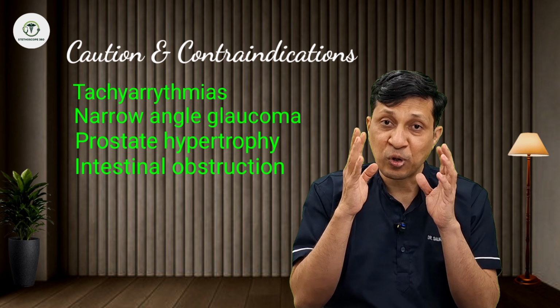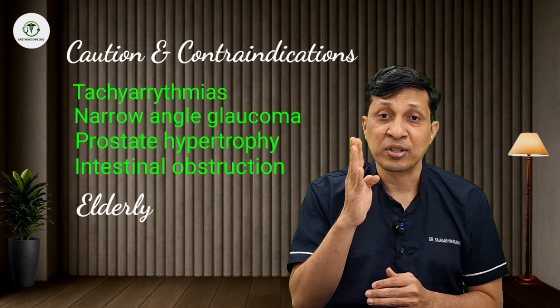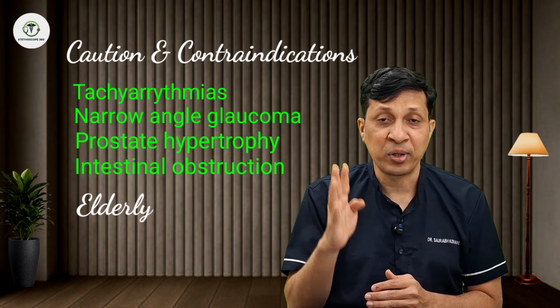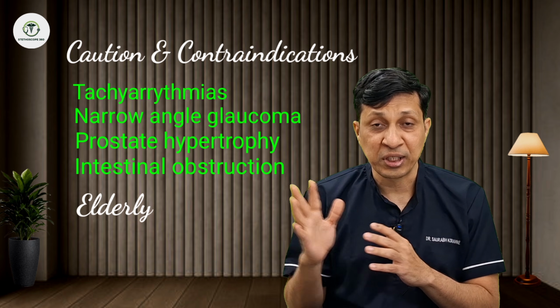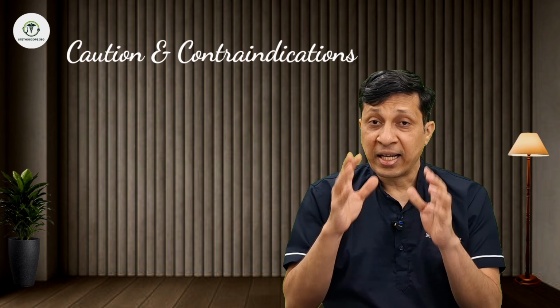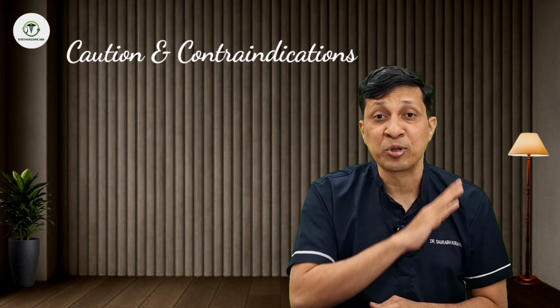And it has to be used cautiously in elderly patients because here it can cause confusion, delirium, and urinary retention. So these are the important contraindications or cautions for the use of atropine. An important thing to be noted is that in life-threatening conditions, there are absolutely no contraindications for atropine.